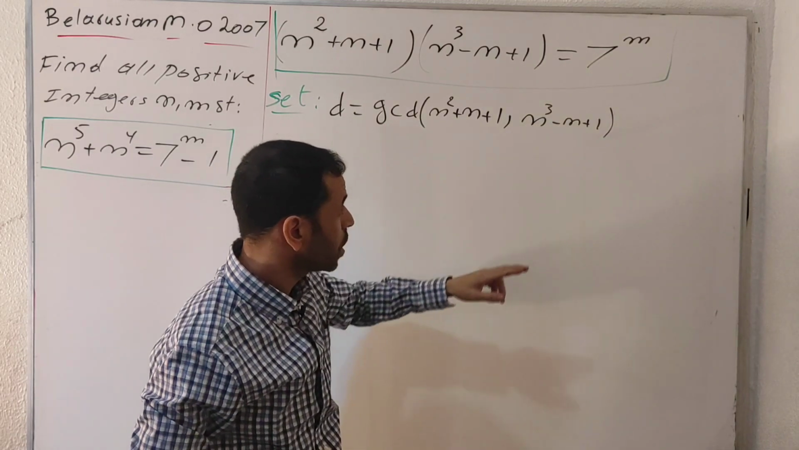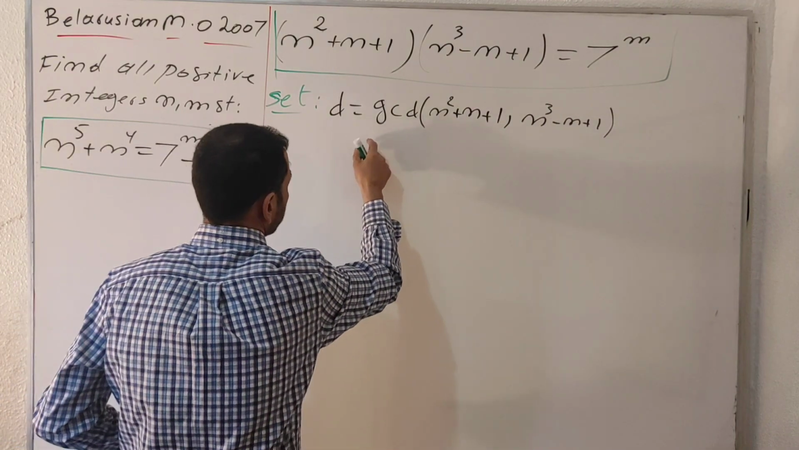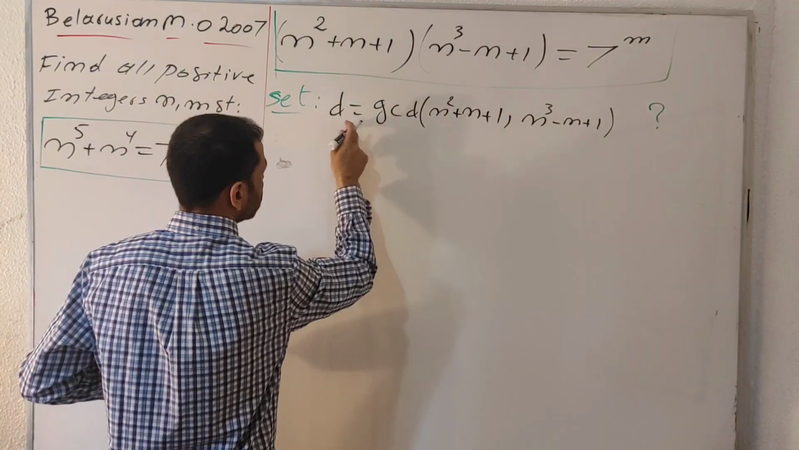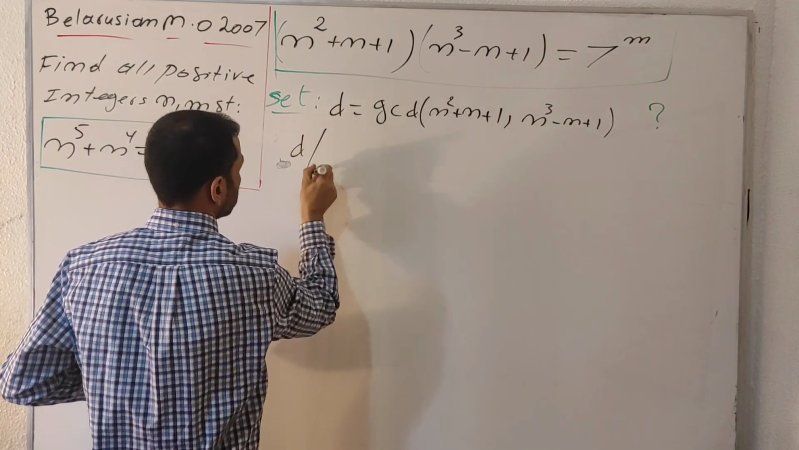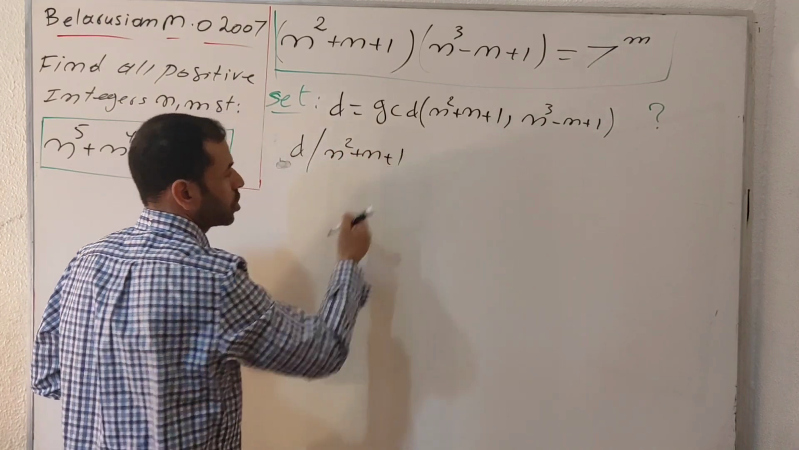Okay, and notice here this is a prime. So now I'm going to calculate the GCD. Let's find the GCD D. We know D divides n squared plus n plus 1, because it's the GCD of this one.